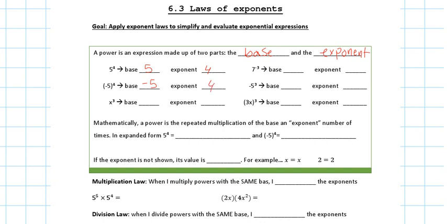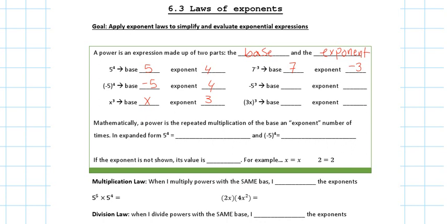X to the power of 3. X is my base. 3 is my exponent. Okay? Now let's look at 7 to the power of negative 3. 7 is my base. And negative 3 is my exponent. How about the next one? Negative 5 to the power of 3.